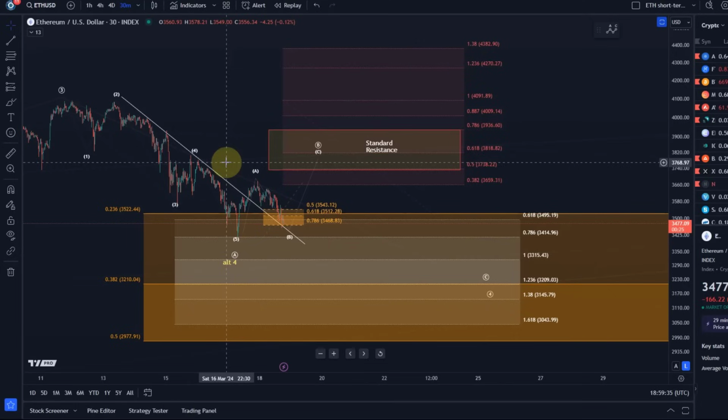Next micro support is at $3,415, $3,315, and then the 3,210 level. No sign that an overall low is in place. I'm very much watching this area for a short-term bounce for the price to get into standard resistance. At least it would be ideal. That's my update about Ether.